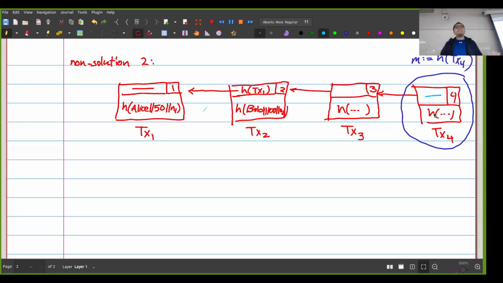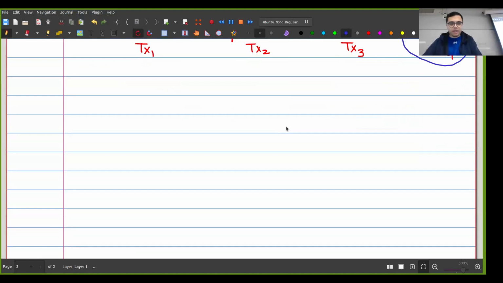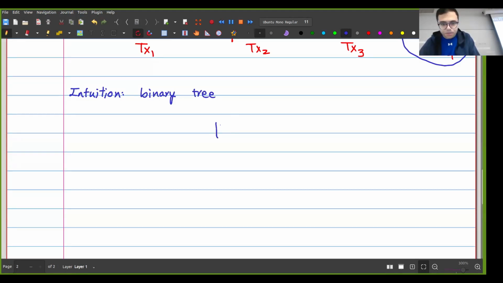Now, from your basic data structures courses, what is a data structure that would allow you to traverse it faster? You can just use something like a binary tree, right? So this is the intuition that I want you to have. Imagine that instead of having a linked list, I just use a binary tree. So let's say I have a root in my tree, and each node has 2 children. It's a binary tree. So it's a tree that looks like this.